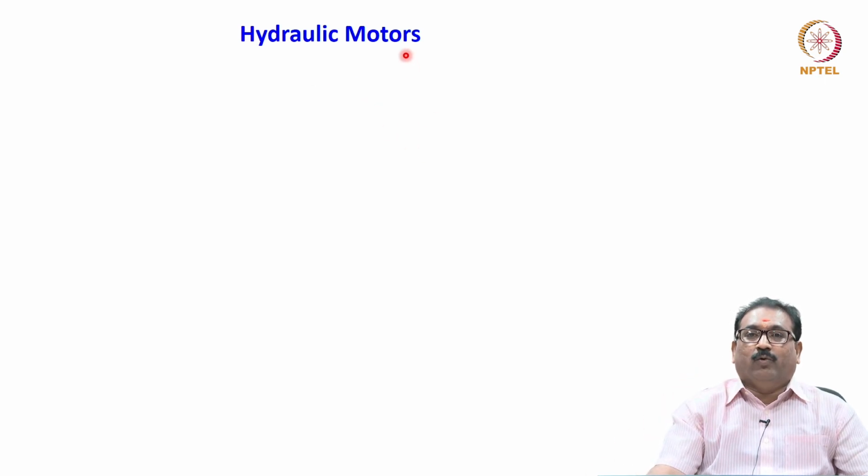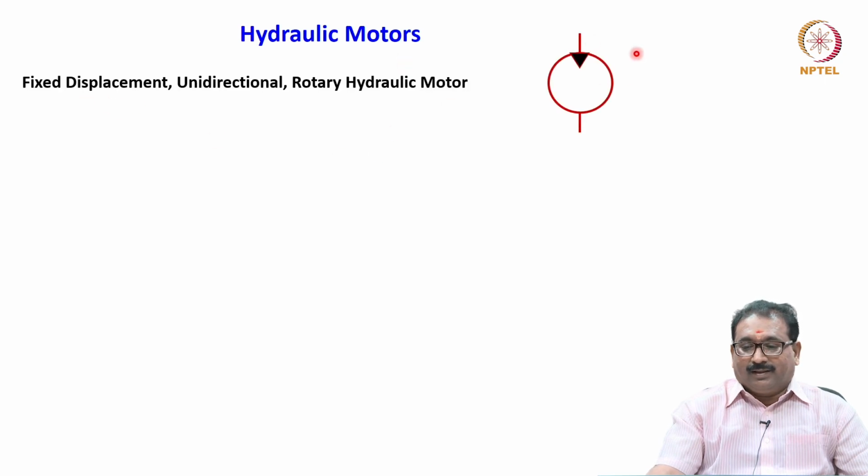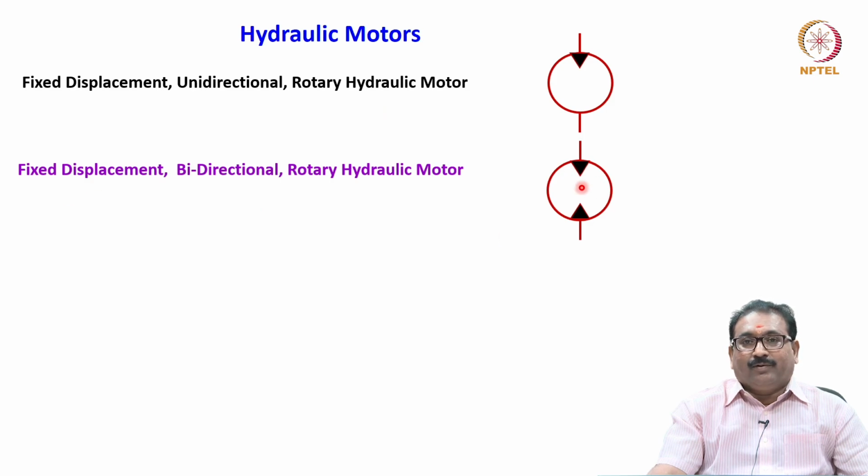How to represent the hydraulic motors? See here, friends, same as the previous one, but don't think the triangle is inverted, you will see here, please, only a small difference. It is read as fixed displacement unidirectional rotary hydraulic motor. See here two arrows pointing towards the center. Fixed displacement bidirectional rotary hydraulic motor.